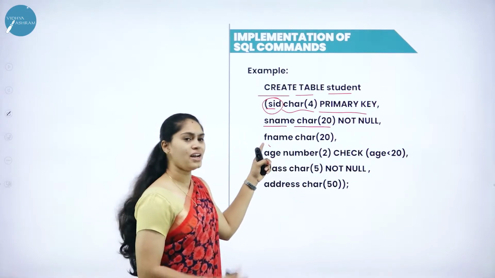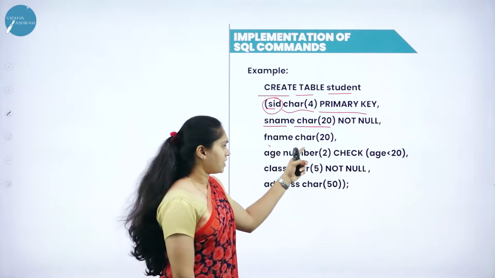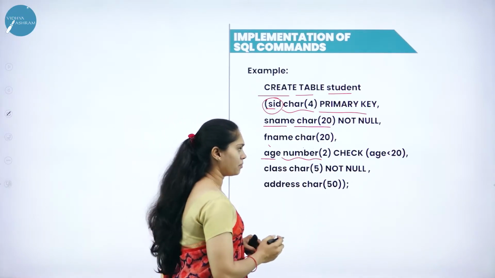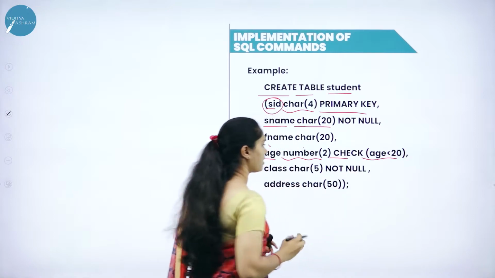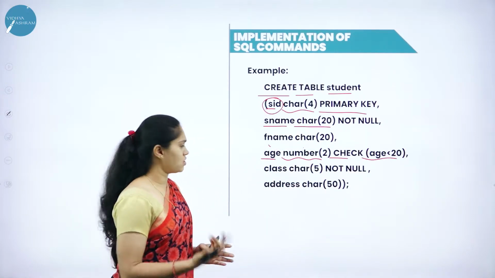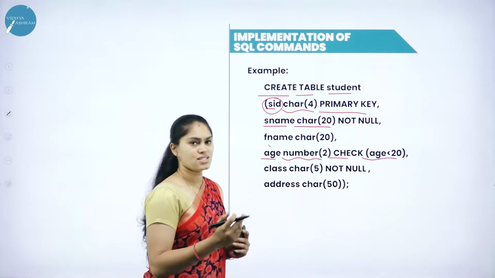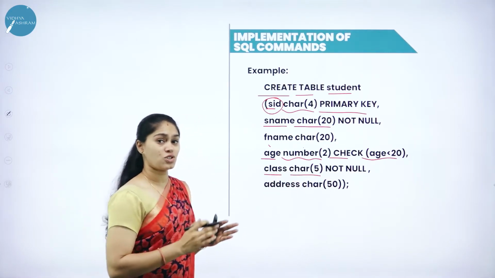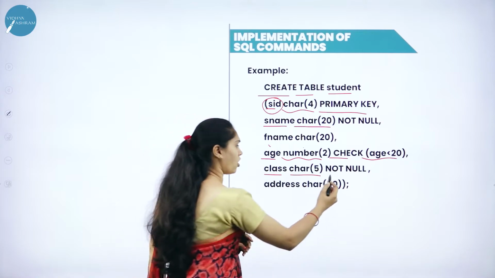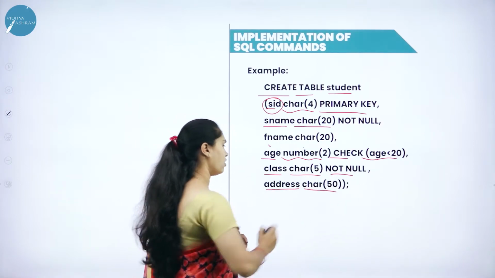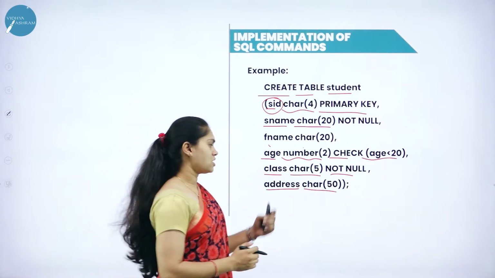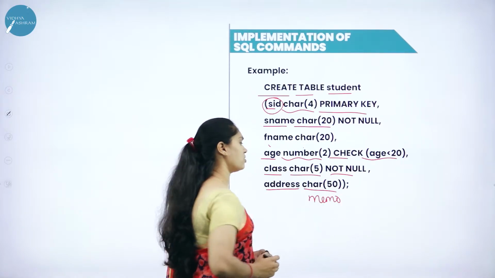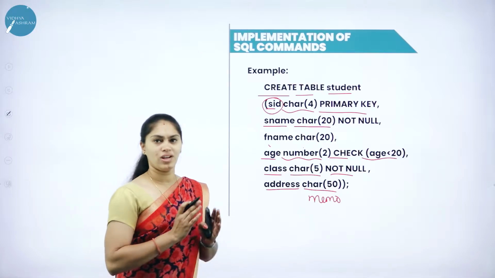And also we have an f name, that is father name, then char of 20, then comma, age, that needs to be a number, and we have to check whether their age is lesser than 20 or not. So if not, then there must be some constraint. And then we are taking a class, char of 5, that should not be null. Then address, char of 50. Okay, or else you can also take the memo data type. And also we are going to give the semicolon at last.